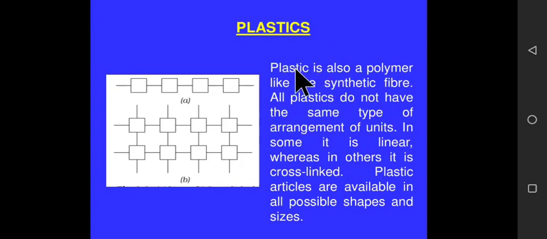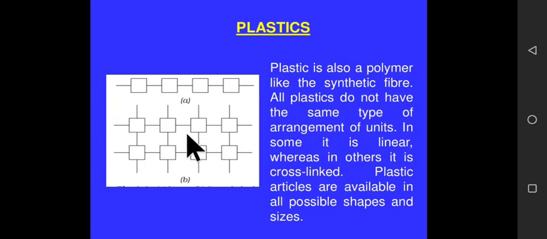As you know students, plastic is also a polymer like the synthetic fiber. As synthetic fiber is a polymer made up of monomers, in the same way plastic is also a polymer. All the plastics do not have the same type of arrangement of units, or in other words, the same arrangement of monomers. In some it is linear, as you can see here in figure A, whereas in others it is cross-linked.